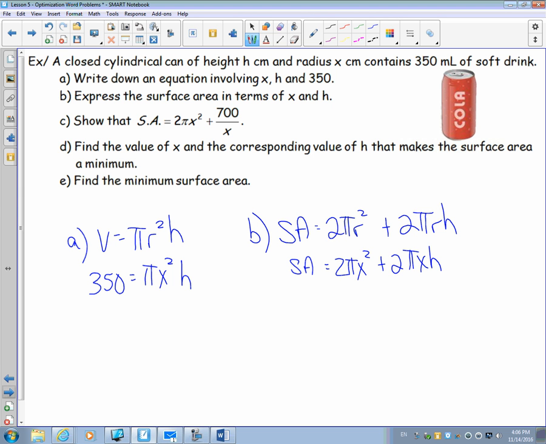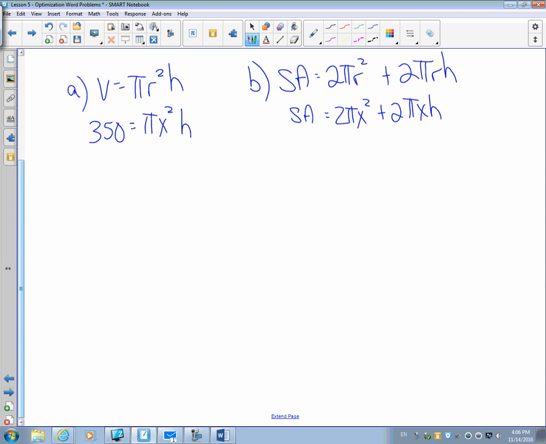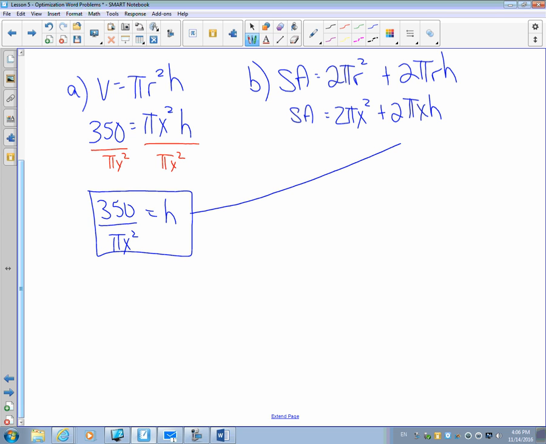In part C, show the surface area equals this mess. Now, notice that one letter is gone that we used to have, the letter H. What do they do? Well, like the first question we talked about today, they took the first equation and divided out the pi x squared to give themselves an expression for H. We always want to do that when we have two equations, so we can take one equation and substitute it into the other.